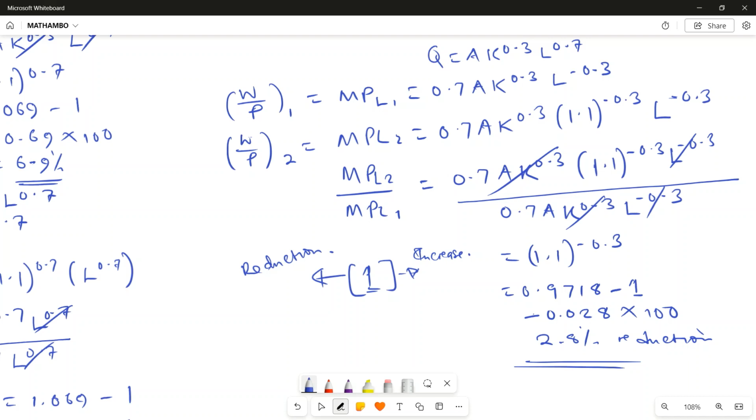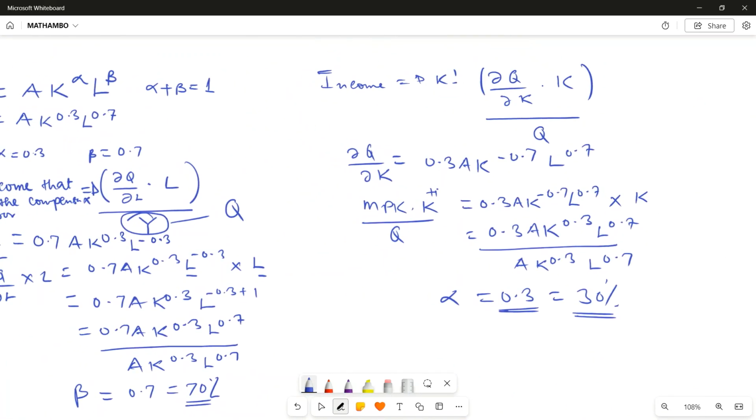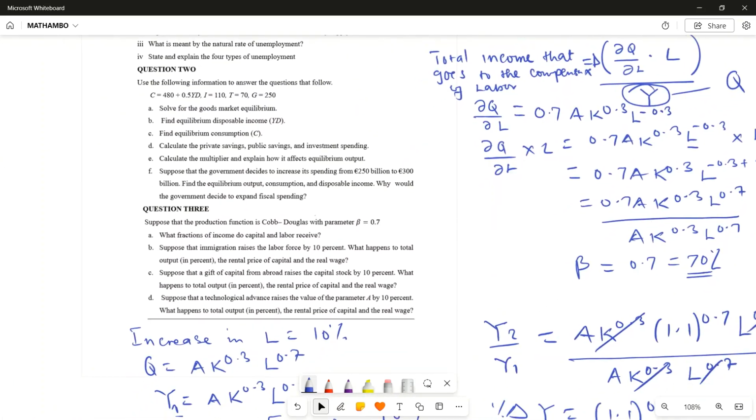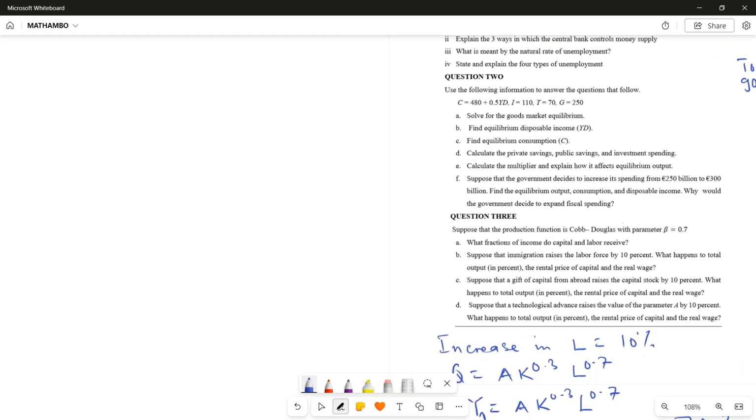In short, as you are increasing the units of labor, let's say you're a firm employing extra units of labor, these people are bringing in a lower marginal product, and as their marginal product is reducing, even the real wage that you are giving them should be falling. Therefore, an increase in the labor force equal to 10% will lead to a reduction in the real wage. So that's part B.